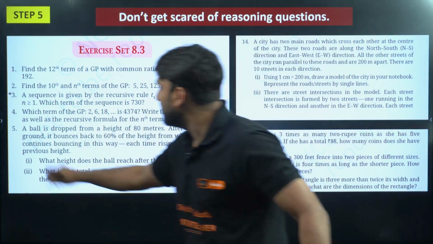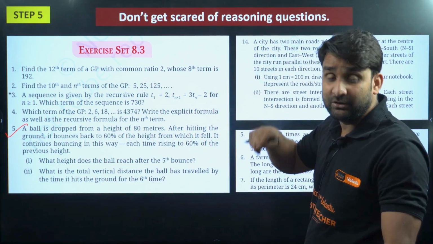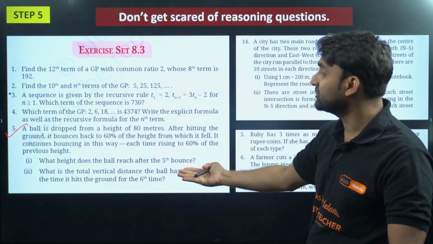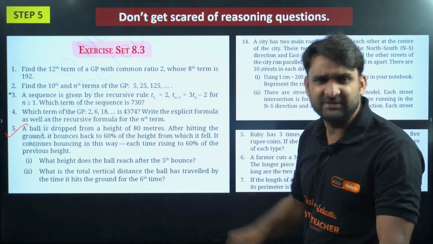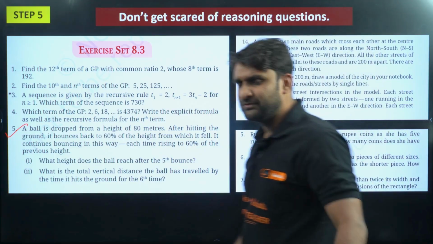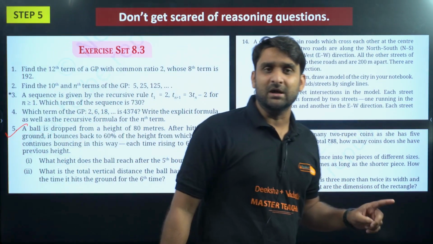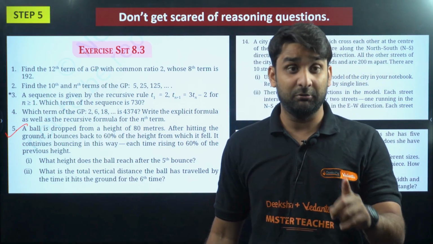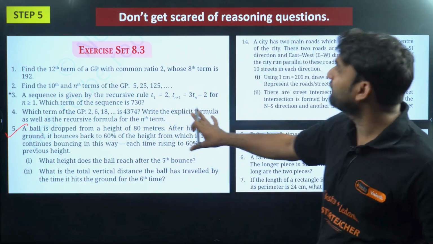A few questions, like if I talk about question number 5 here, this is from that sequencing series, AP GP. A ball is dropped from a height of 80 meters. So it's a reasoning question, try to focus on it, do it 3 times, 4 times, 5 times, 6 times. Don't get scared if you tried first and you are not able to get the answer in the first attempt. You don't need to get demotivated. Please stay confident. Try it again. Please focus on reasoning questions.